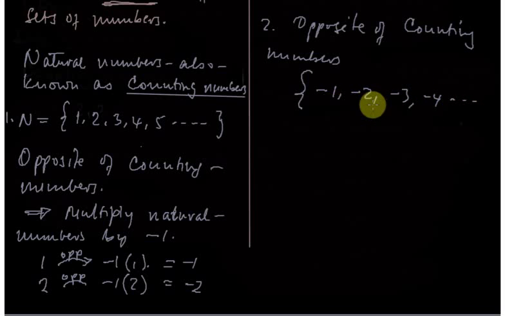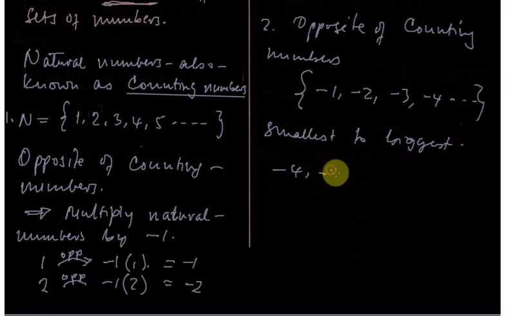So -1 is greater than -2. So -2 is greater than -3. If we have to write from the smallest to the biggest, this will be -4, -3, -2, -1. So they are coming from somewhere, moving this way, and they are going to end with -1. Here we are going to have other numbers that continue this way. So this is smallest to the biggest.